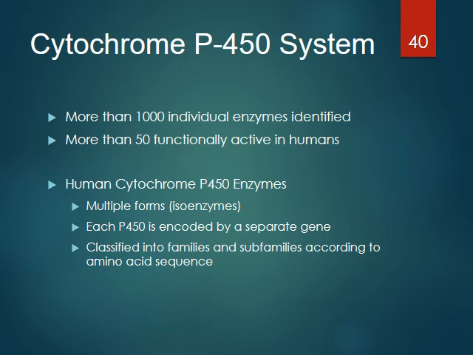So there's lots of different P450 enzymes out there. There's been more than 1,000 individual enzymes identified, and we know there's more than 50 that are functionally active within humans. Now, the human cytochrome P450 enzymes often have multiple forms or isoenzymes, and each of these is encoded by a separate gene. And again, based on different influences, you may have inhibition of this translation, transcription, or you may have induction of that process. But essentially, you can categorize CYP450 enzymes via their family and subfamilies down to the individual amino acid sequence.